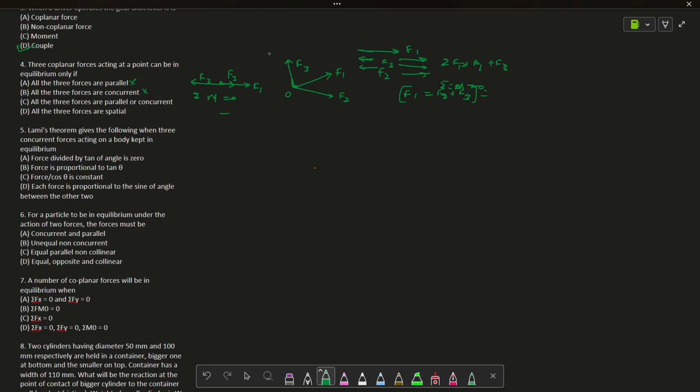But this one is always the case, whenever F1 is equal to F2 plus F3, then it gets equal. All three forces are aspatial? No, it's coplanar forces. This option automatically gets cancelled, so the correct option that remains here is C.